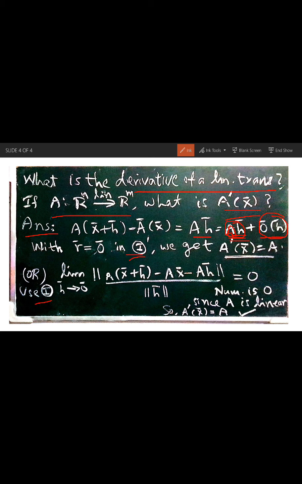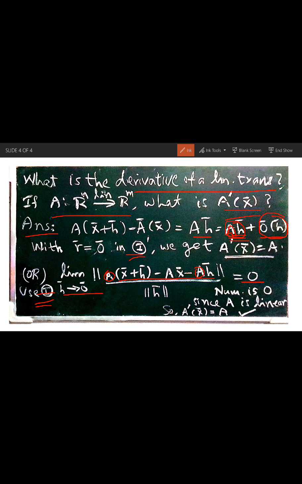We can use 1 also. How do you use 1? So 1 is the limit of this quotient is equal to 0. Again, since A is linear, A of x plus h minus A of x will be equal to A of h. Therefore, the numerator A of x plus h minus A of x minus A of h is equal to 0. Norm of 0 is 0. So the limit is equal to 0. So this condition is met. Once this condition is met, this function is differentiable with the derivative this, that is using 1.